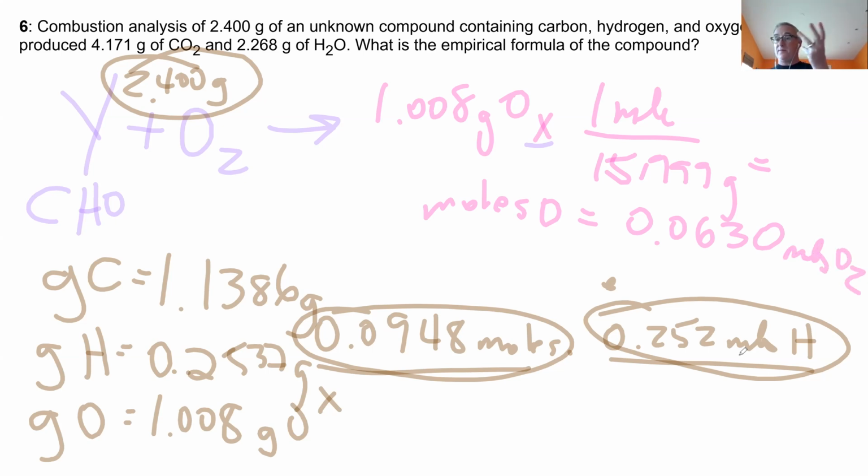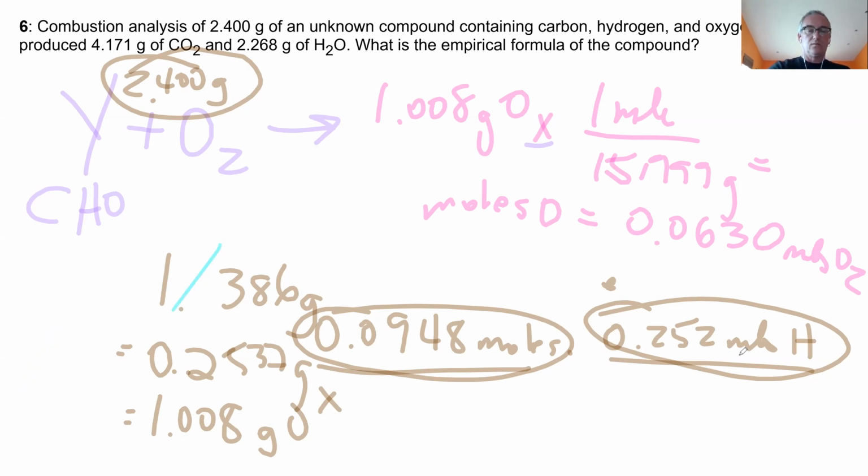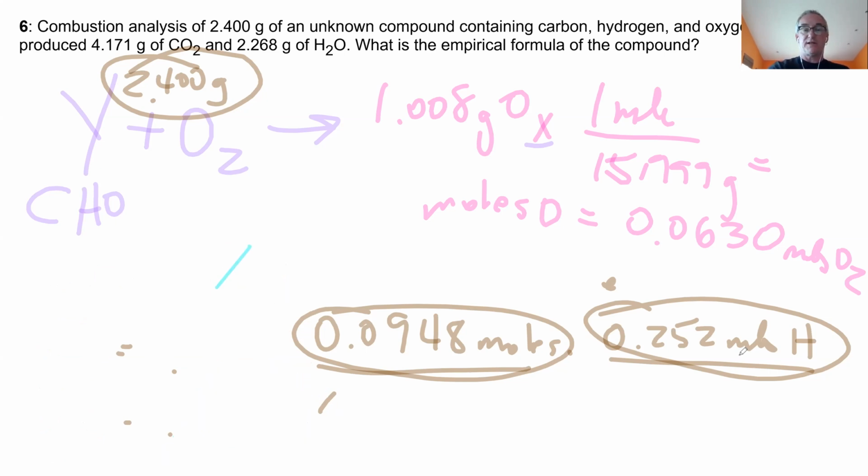So now we've got all the information we need. We have moles of oxygen, we have moles of hydrogen, and we have moles of carbon. So we're good to go. So how am I going to get my empirical formula? Divide all the numbers by 0.0630. That is the smallest number. The moles of oxygen is the smallest number. And it usually is. It's either oxygen or carbon, usually oxygen.